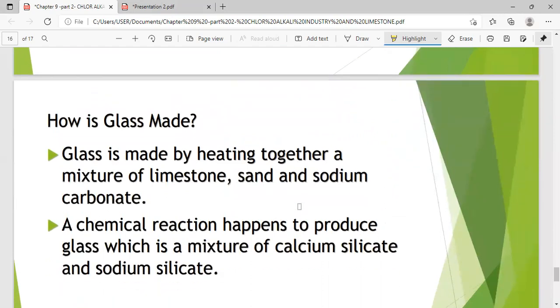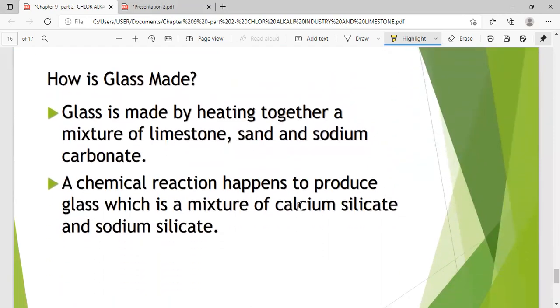Now we learned earlier that glass is also a building material. You can see that sometimes even parts of a whole wall is made mostly of glass. So let us see how glass is made. Glass is made by heating together a mixture of limestone, sand, and sodium carbonate. Limestone or lime can be used here. Because of the heat, the limestone eventually will become calcium oxide or lime.